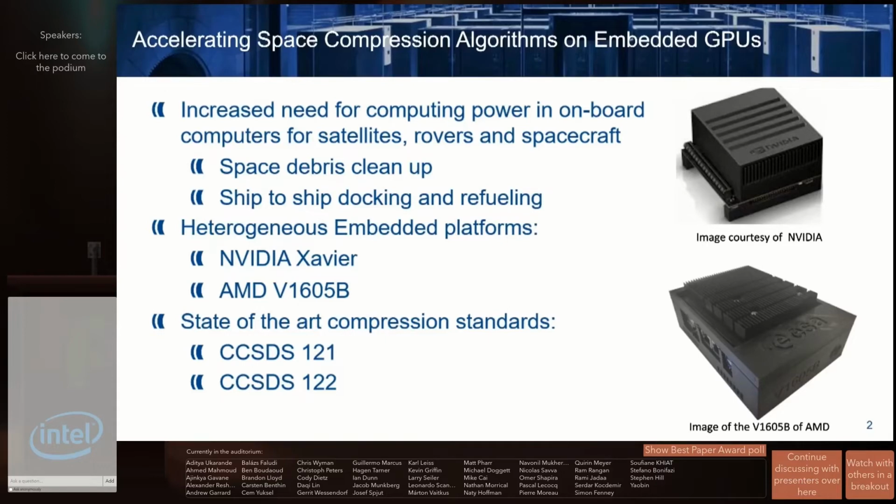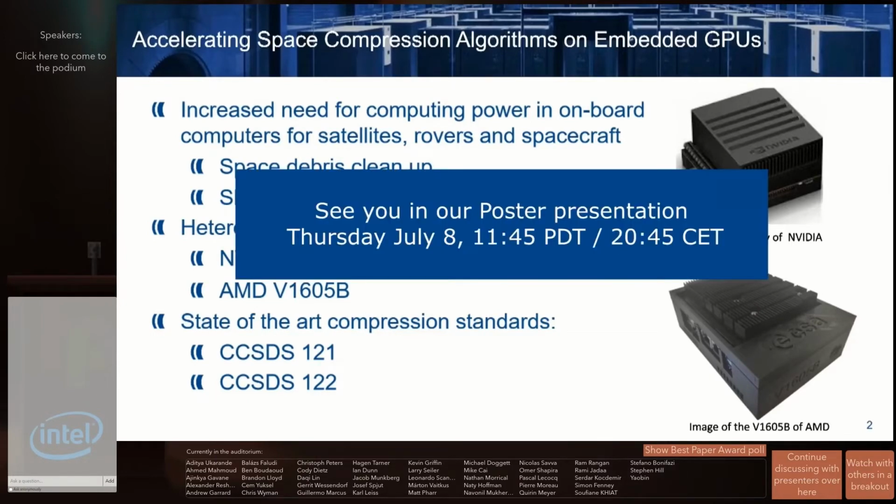In this work, we present the CPU and GPU parallelization of state-of-the-art compression standards used in the space domain. Specifically, we'll focus our attention on two different compression algorithms, the CCSDS 121, which provides lossless compression of 1D data, and the CCSDS 122, which provides lossless or lossy 2D data compression based on the discrete wavelet transform. This work is funded by ESA under the GPU Forest project, and it is partially supported by the Spanish Ministry of Economy and Competitiveness and the HiPEAC Network of Excellence. If you want to know more about our work, please pass by our presentation next Thursday.